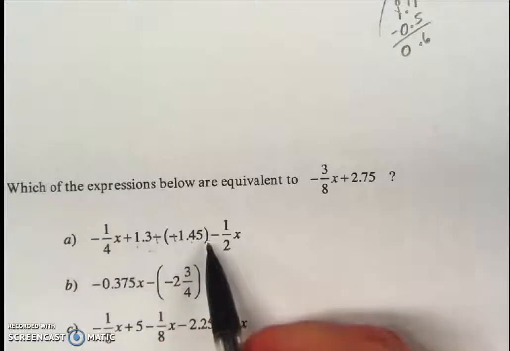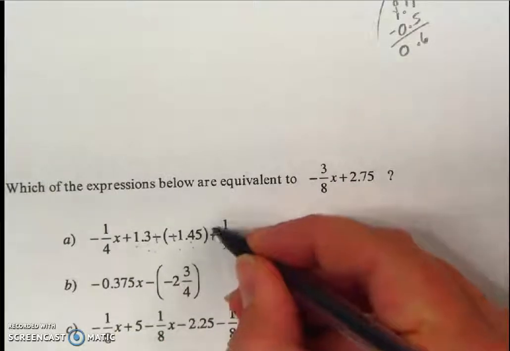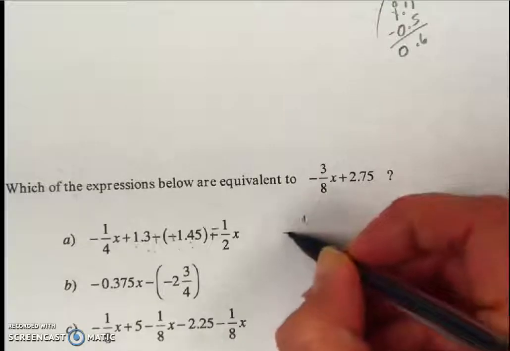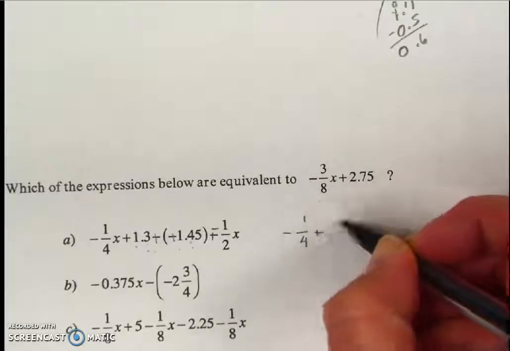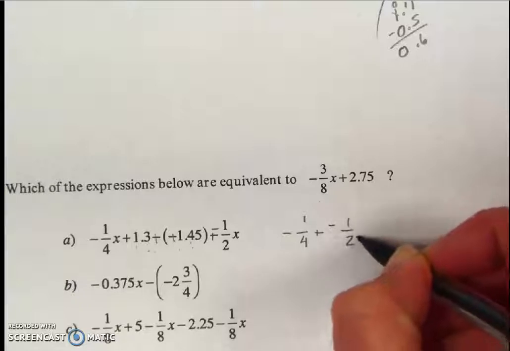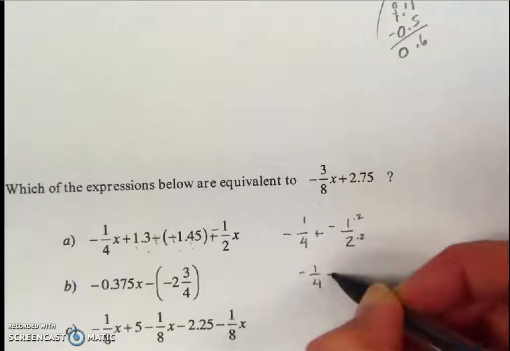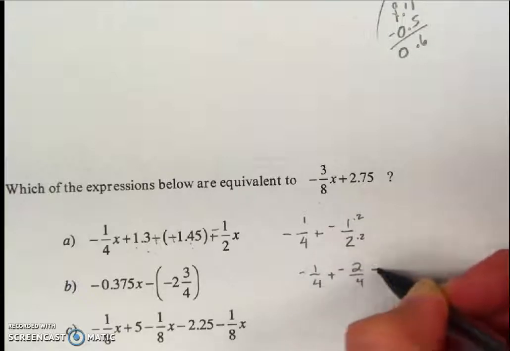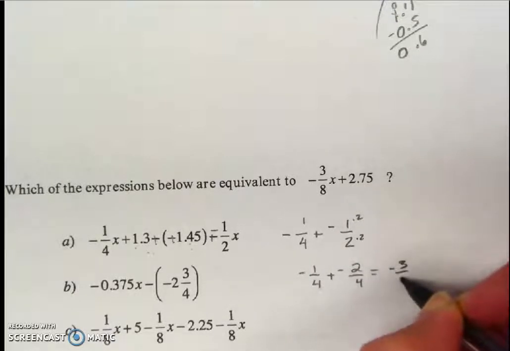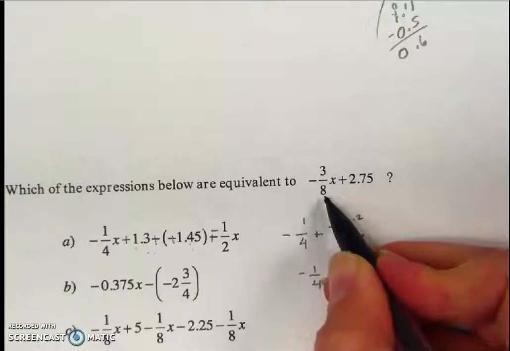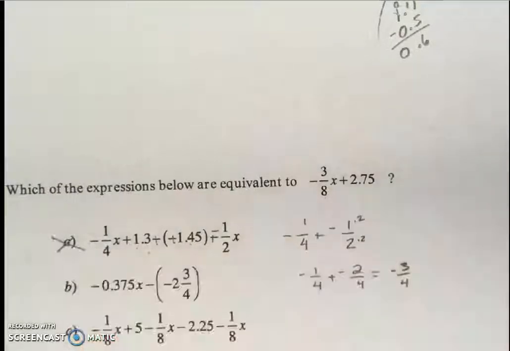Negative 1/4 plus negative 1/2. Let's work that one out. Negative 1/4 plus negative 1/2. I'd have to change this one to fourths. Negative 1/4 plus negative 2/4 equals negative 3/4, which is not negative 3/8. Nope, that one does not work.